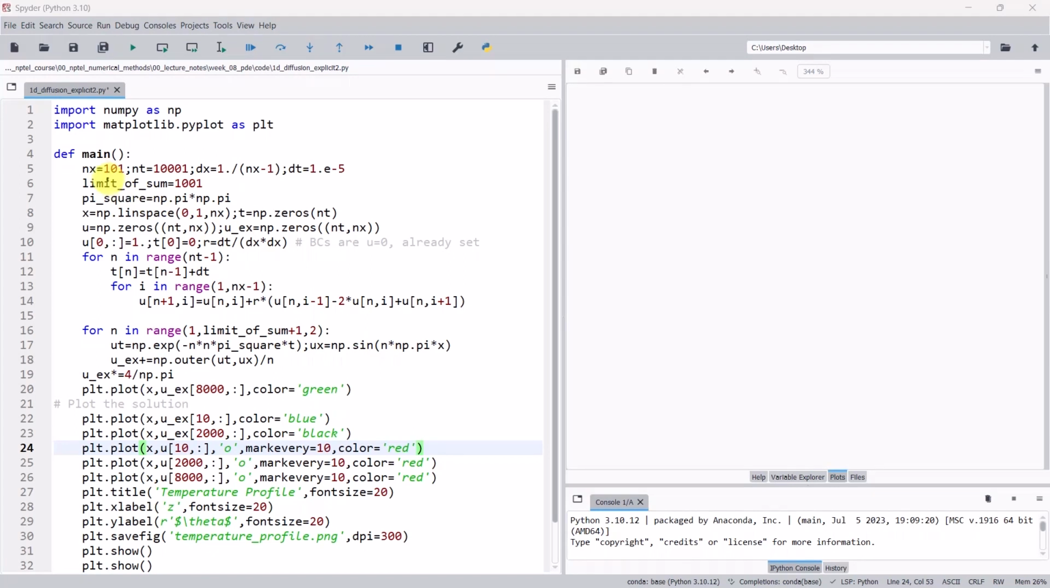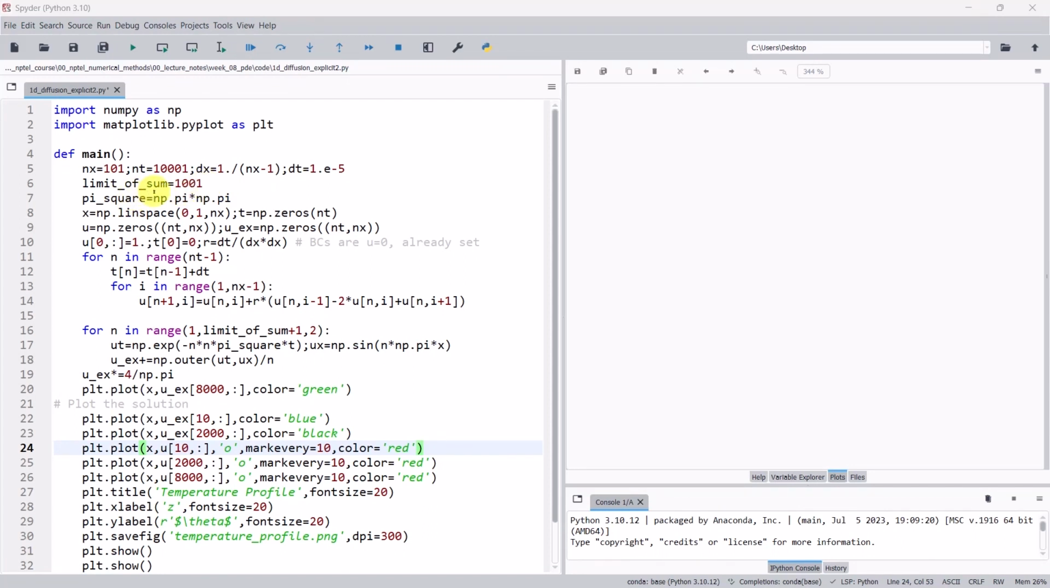So what I am doing here, this nx is my discretization in the x direction. 101 points I am taking, so 100 delta x's here. The total domain size is 1. I have kept it non-dimensional, so domain size 1 divided by nx minus 1, that is 100, gives my delta x, that is dx.